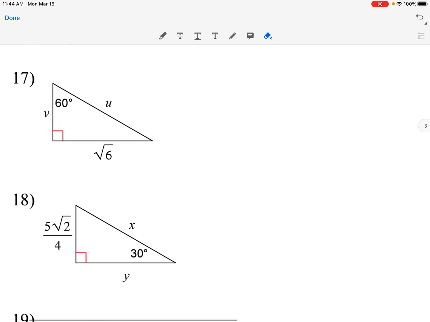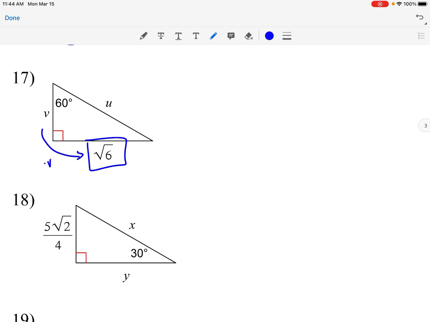Let's go to number 17. Here we're given the long leg. This is a new one. From the short leg to the long leg, we times by the square root of 3. So going the other way, we're going to be dividing by the square root of 3. In this case, it looks like we're going to have to simplify some things. So square root of 6 divided by square root of 3.